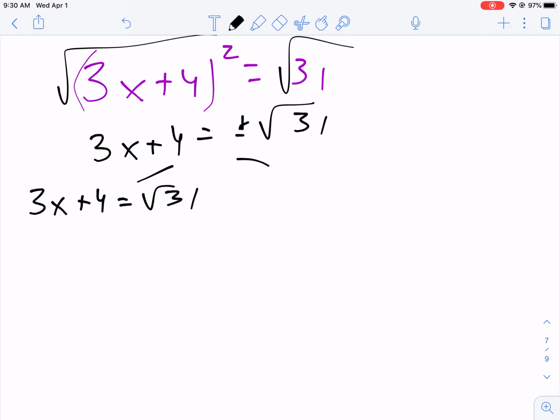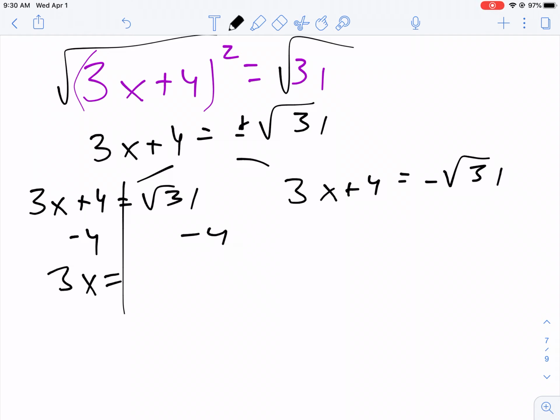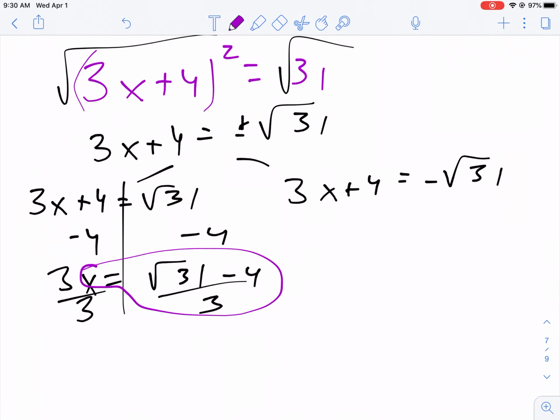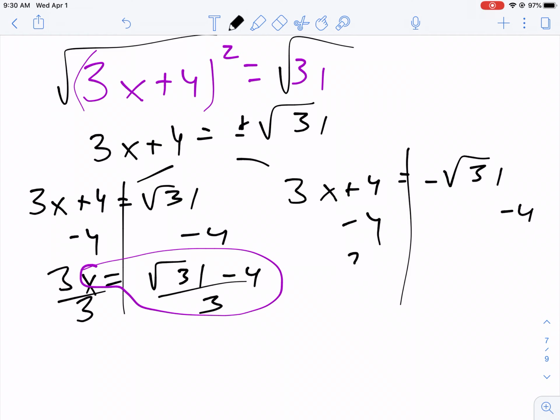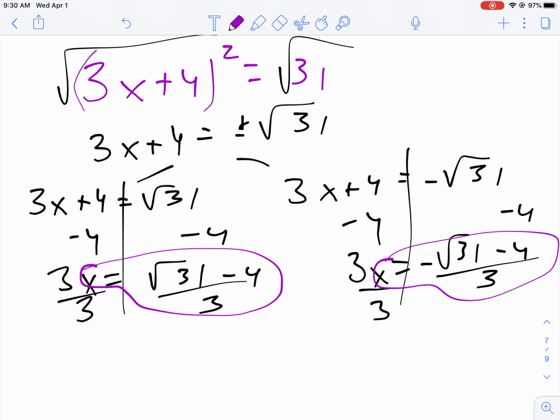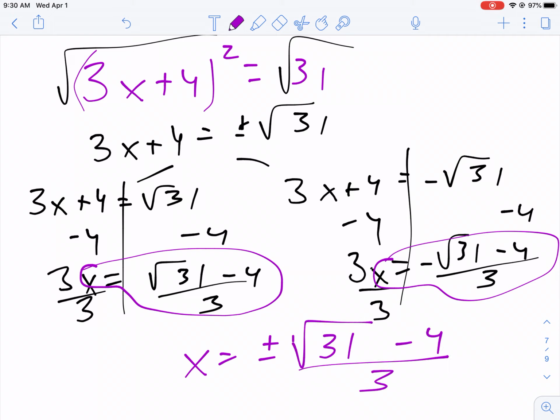3x plus 4 equals square root of 31. 3x plus 4 equals negative square root of 31. Then just solve it. Minus 4, and x equals square root of 31 minus 4 divided by 3. So that is your answer. Then this side, minus 4. 3x equals negative square root of 31 minus 4 divided by 3. Or you could just write x equals positive and negative square root of 31 minus 4 divided by 3.